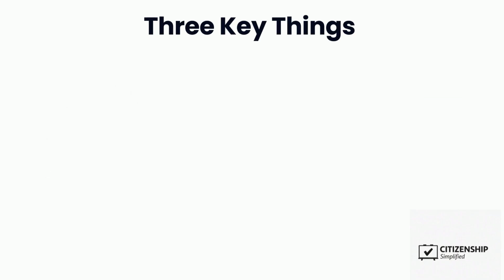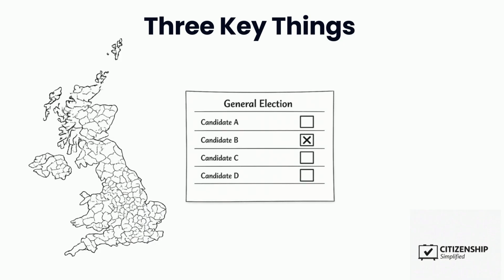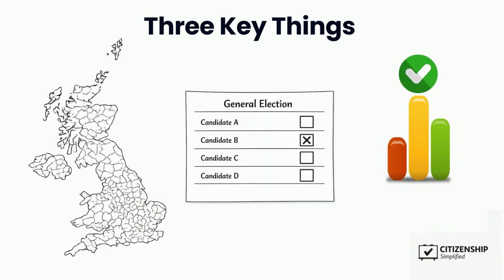Here are the 3 things you need to know. The UK is divided into 650 constituencies. Each area elects one MP to represent them in Parliament. Voters choose one candidate. You put a single X next to the person you want to win. The candidate with the most votes wins the seat. They don't need a majority, just more votes than anyone else.